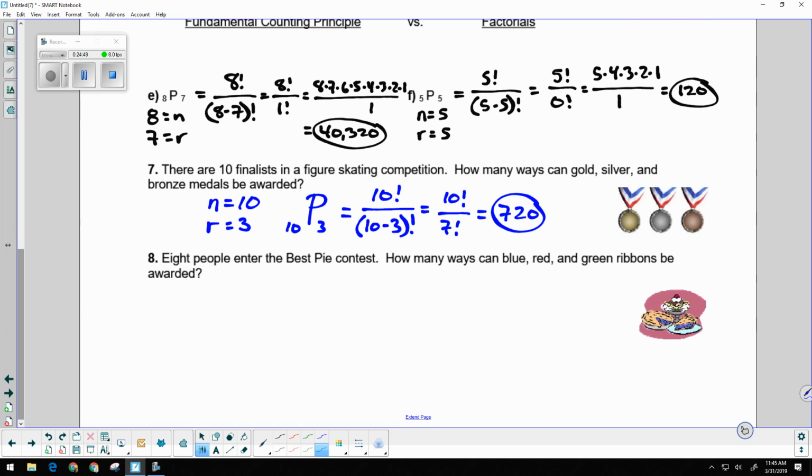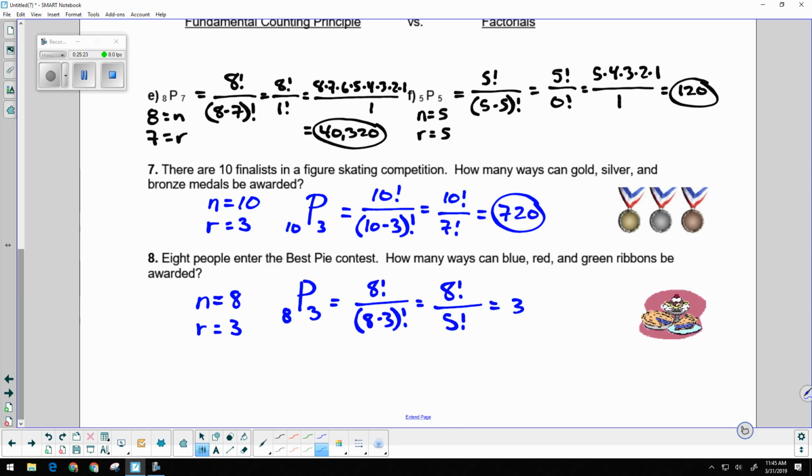Number 8, something a little similar here. 8 people enter the best pie contest. How many ways can blue, red, and green ribbons be awarded? This time, n is equal to 8, because I have 8 competitors. We're still awarding 3 places, so r is equal to 3. So we set up our permutations formula, 8, 3, and it's n factorial over n minus r factorial. So that's 8 factorial over 5 factorial. That's going to be 336.